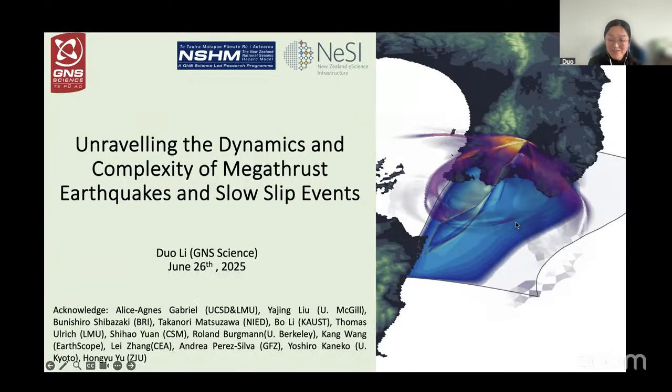The figure on the right is a joint rupture from the Hikurangi subduction in New Zealand to a crustal fault. Because now I'm working mostly on the seismic hazard part, we want to use numerical simulation to understand the earthquake hazard on the surface, like ground motion. But in this talk, I will focus on slow slip. Earthquakes are still very important because they are related to each other.